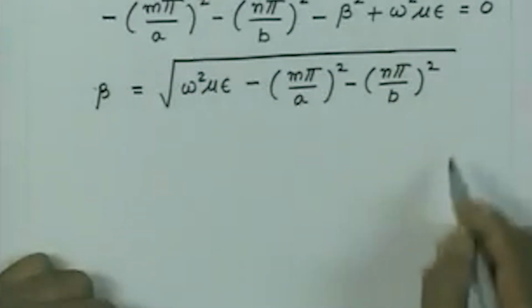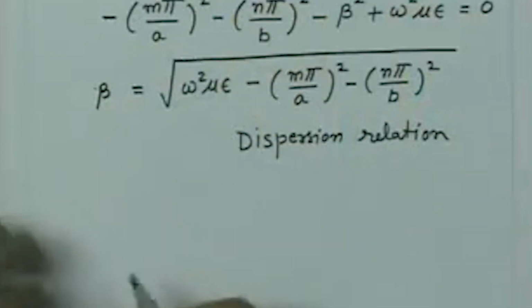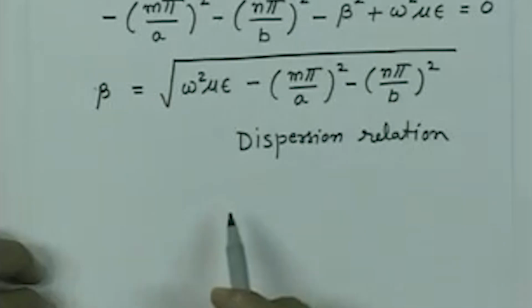So, this expression is identical to what we have derived for parallel plane waveguide, and that is why this is the dispersion relation for the transverse magnetic mode on a rectangular waveguide. So, we can call this the dispersion relation, as we saw in the last lecture. So, this is the dispersion relation for the TM-MN mode, where m and n are these two indices which are non-zero.